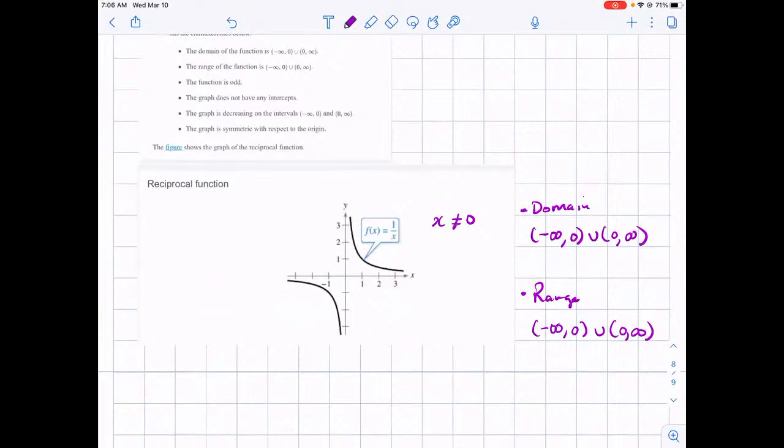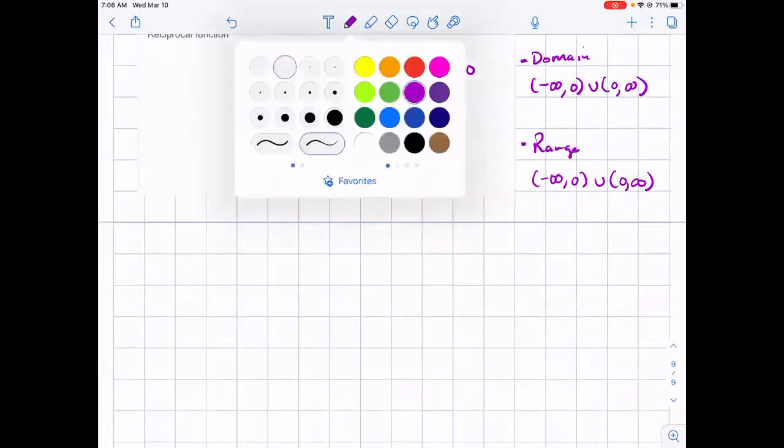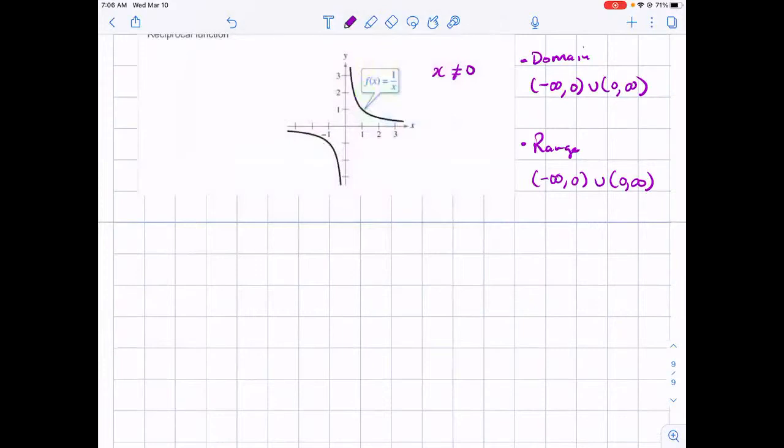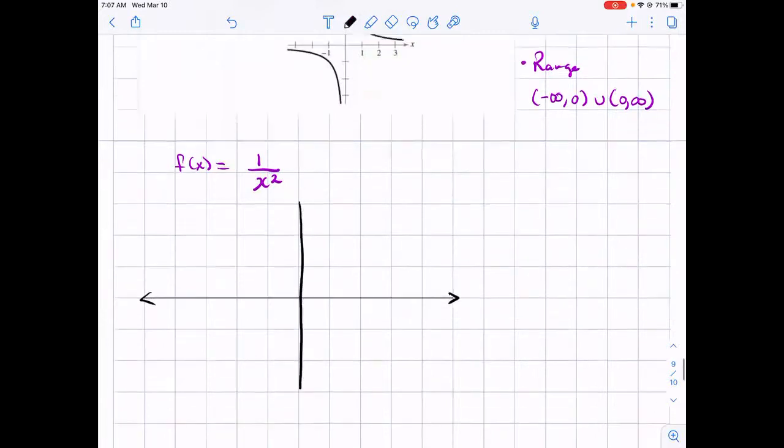Now there's also the reciprocal 1 over x squared, so you should look at that. Keep in mind, under the same family of reciprocal, we also have f of x equals 1 over x squared. And let's just draw that one in, because I find this one to be very common also, but it's not under the list.